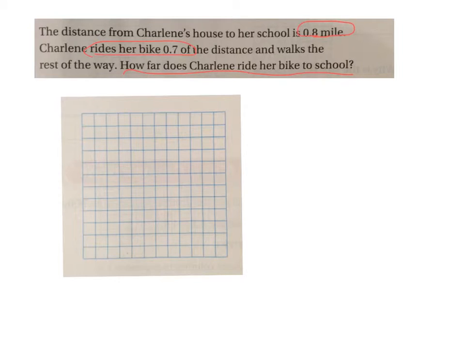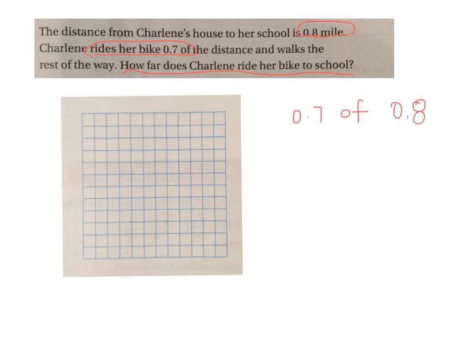So she bikes 7/10 of how long? Of what? How far does she bike? 7/10 of the total distance, which is what, Misaki? 0.8, 8/10. So she bikes 7/10 of 8/10.